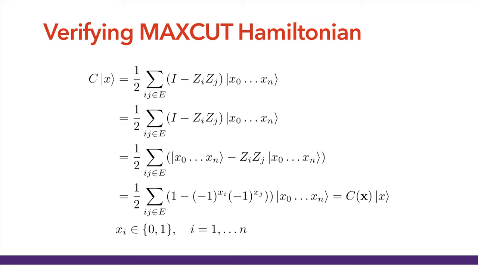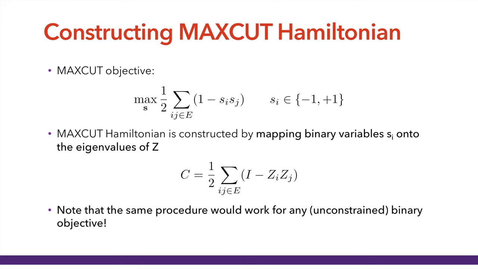And note that this technique, just taking the binary variable s_i that is in minus one and plus one and mapping it onto the eigenvalues of Pauli Z, would work for any unconstrained binary objective. So if you have, say, a cubic term there, then you can do the same thing.